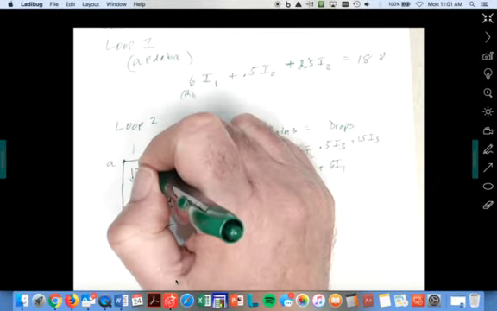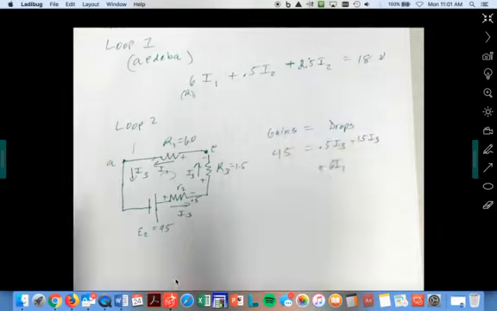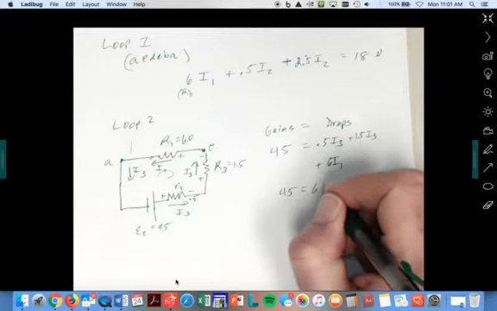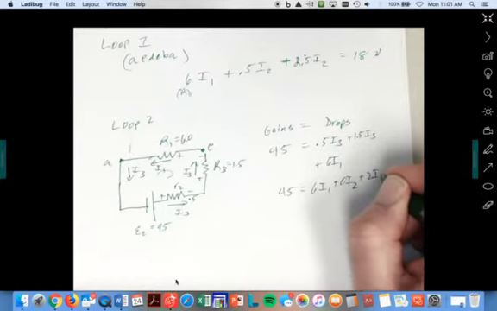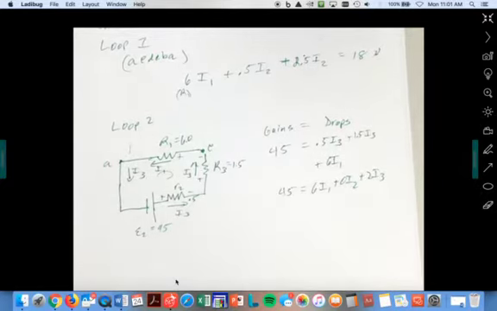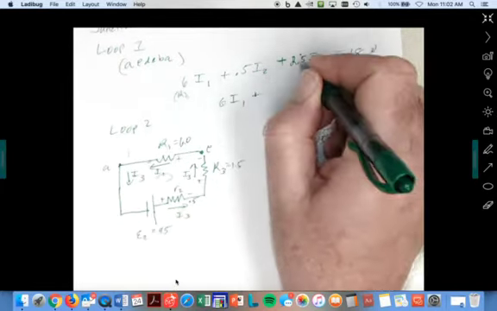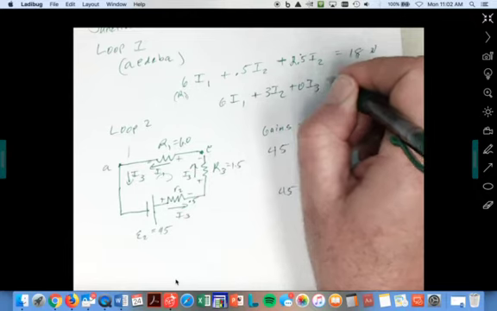Well, I1 is equal to I2 plus I3. Yeah, so there we go. We're done. I don't want to get too, because then all of a sudden I'll start second guessing myself. So we've got our three equations, three unknowns. This one becomes 45 is equal to 6I1 plus 0I2 plus 2I3. And this one becomes 6I1 plus 3I2 plus 0I3 is equal to 18.